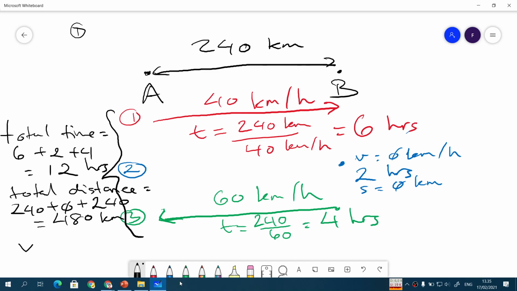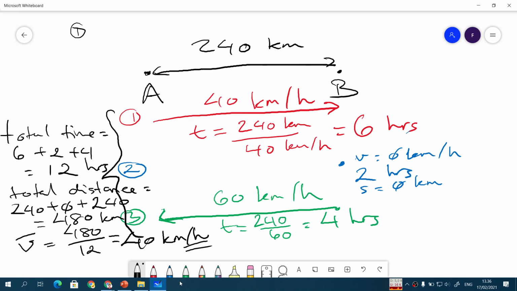Thus we have the average speed equals 480 divided by 12, which is 40 kilometers per hour. So this is the answer. So Naufal, I think you are almost correct, but you forgot about the second movement. Yes, sir.